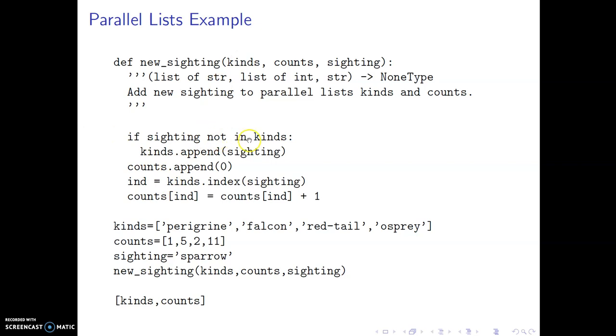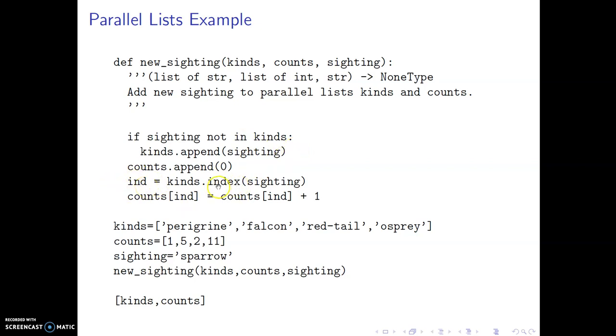So if sighting not in kinds, notice we're using an if statement here with a negation because we're saying if the sighting is not contained in kinds, then it's a new sighting. So then we append that sighting to kinds. Notice here's our object, our list, kinds. The function is append, and we're taking sighting and appending it to the end. Then we're going to take counts and append 0 to the end. The reason for that is because we have to know what is the index for which we've added the place in the list for the new sighting.